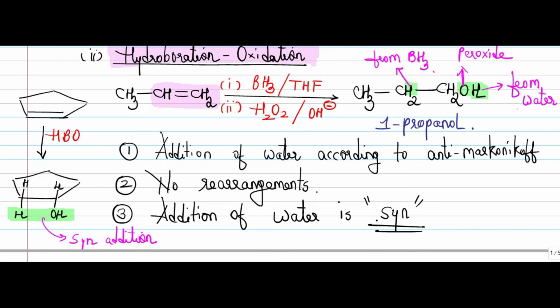This is the one which comes from peroxide. So I think this is what we have for hydroboration and oxidation. Okay, the next reaction that produces alcohols from alkenes is called oxymercuration, demercuration.